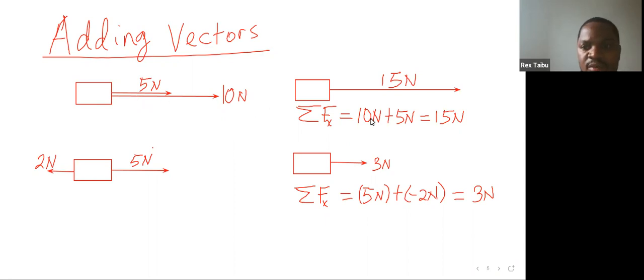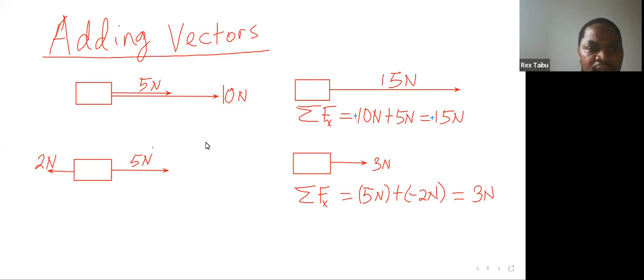So in this case, I'm going to add them up like that because this 10 has a plus sign in front of it. So it's like a positive vector. And this one is also a positive vector here. So plus 10 newtons plus 5 newtons gives you plus 15 newtons. The plus here indicates that it is to the right.